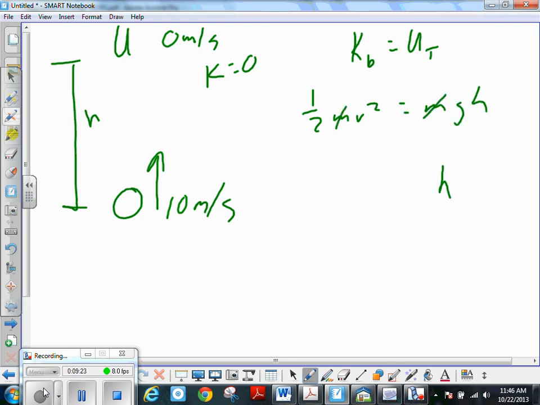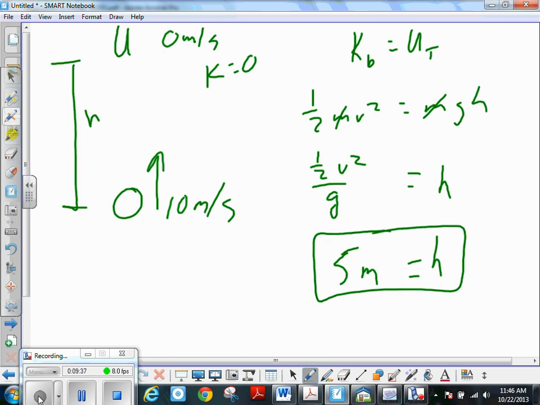My h then equals 1/2 v squared over little g. See how easy that is? So you plug and chug and you find out 5 meters is the answer. Okay, so that's a little bit easier than the kinematic equation. But just remember, this doesn't give us direction. Okay?